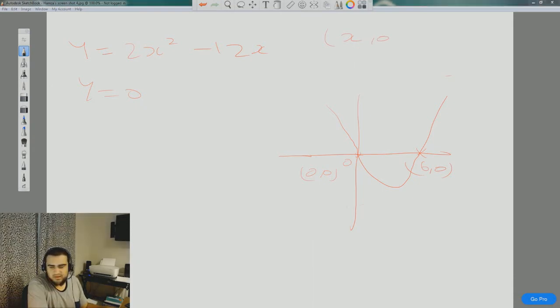Now, this bit, we made x equals 0. So then we got 0 times 0. Do you get what I'm saying? So when x was 0, y was 0. So basically what you're saying is, when y is 0, x is 6, and when x is 0, y is 0. And then the graph will look like that. Is that understood? Yeah.